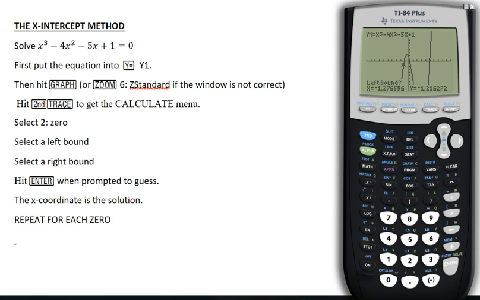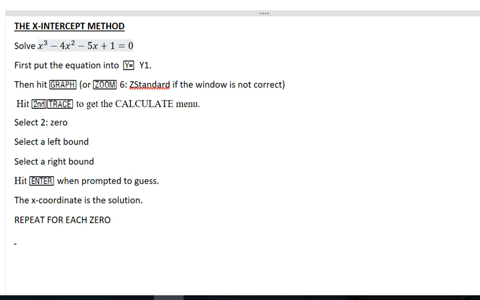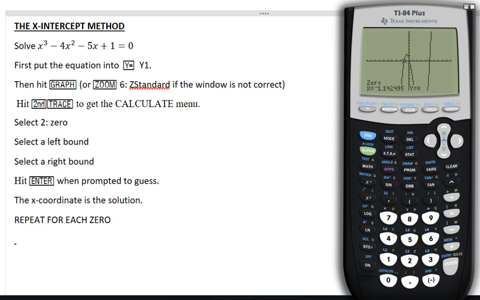So we hit enter, and it will now ask for a right bound. So I move to the right till I go past it again. And I'm already past it. That's good. Hit enter. For the guess, we can just hit enter. And there is our first solution, negative 1.142. We can write that down, record that answer.